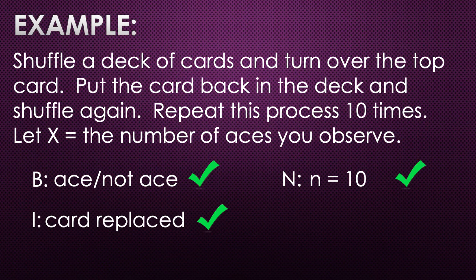And then finally, do I have the same probability of success every time? I'm trying to see aces. There's 52 cards in a deck and 4 of them are aces. So if I'm putting the card back every time, I still have 52 cards in every trial. Therefore, my probability of success is always going to be 4 out of 52. So yes, since all 4 of my criteria worked, this is a binomial setting and it would be appropriate for me to use a binomial distribution.